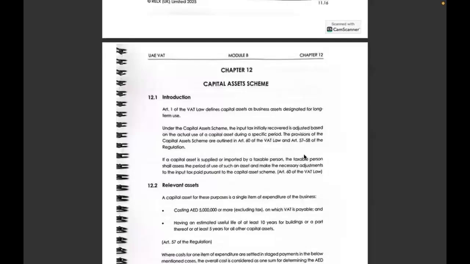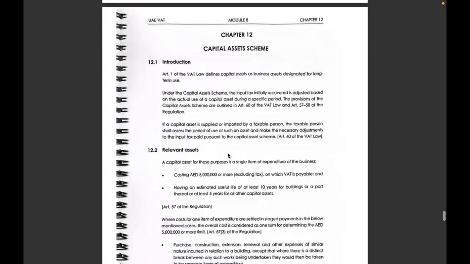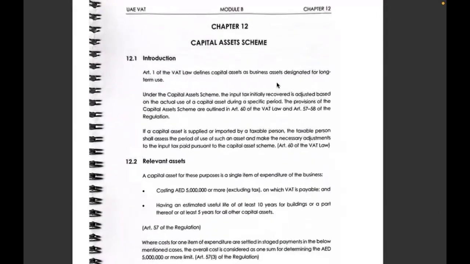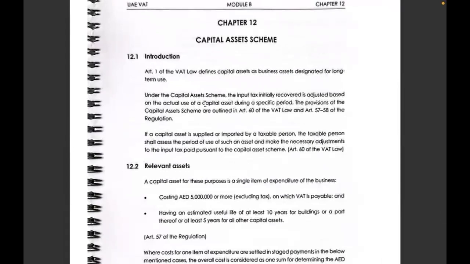So we are studying chapter 12, which is the capital assets scheme under the UAE VAT law. Article 1 of the VAT law defines capital assets as business assets designated for long-term use. Under the capital assets scheme, the input tax initially recovered is adjusted based on the actual use of a capital asset during a specific period.